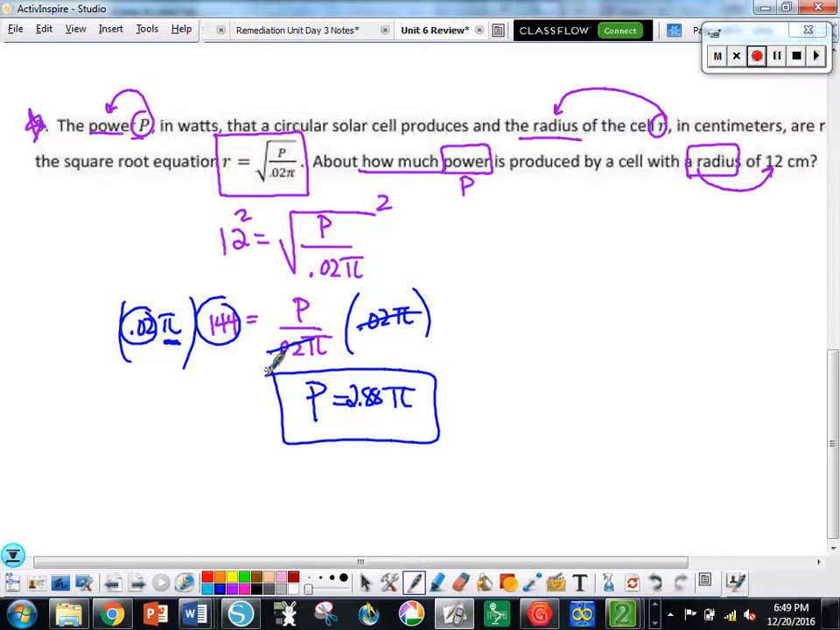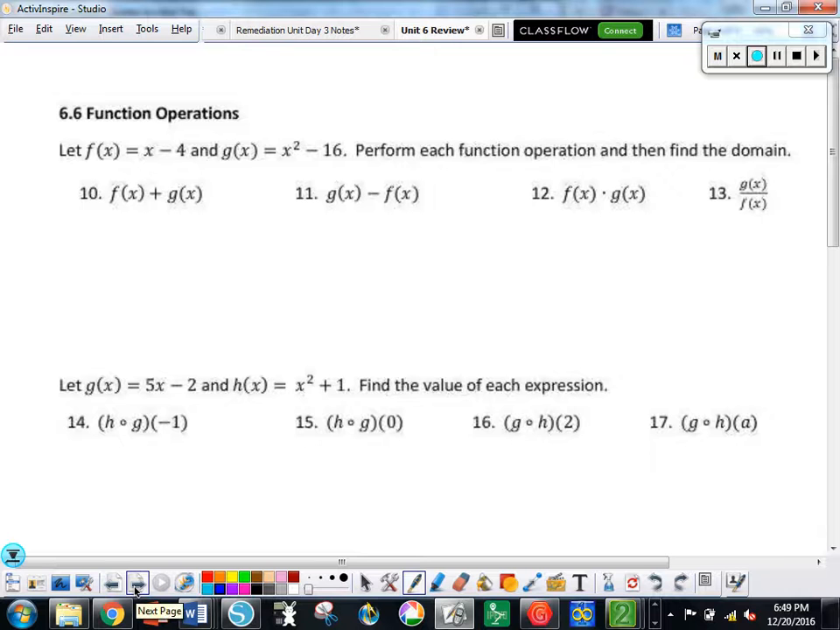If you wanted to plug that into the calculator and get like 8 point yada yada ugly, you could. I wouldn't mark you wrong. I'll just tell you that the answer is ugly. That's fine. Okay, on this last page, you have to be able to, let's see where to put my test.